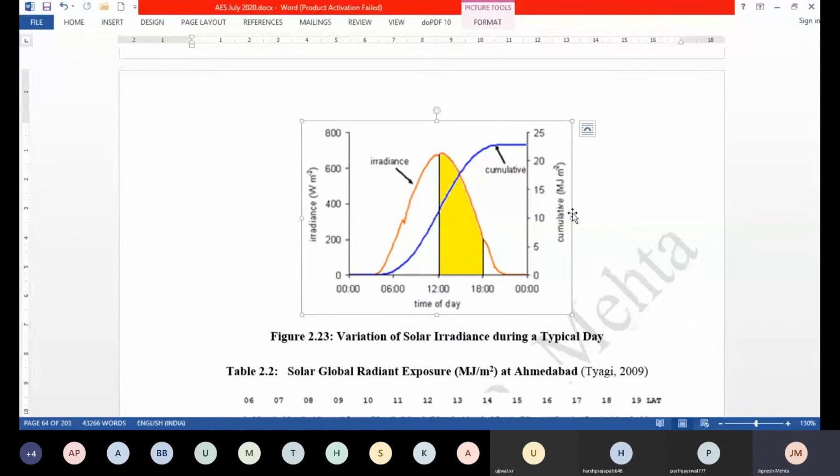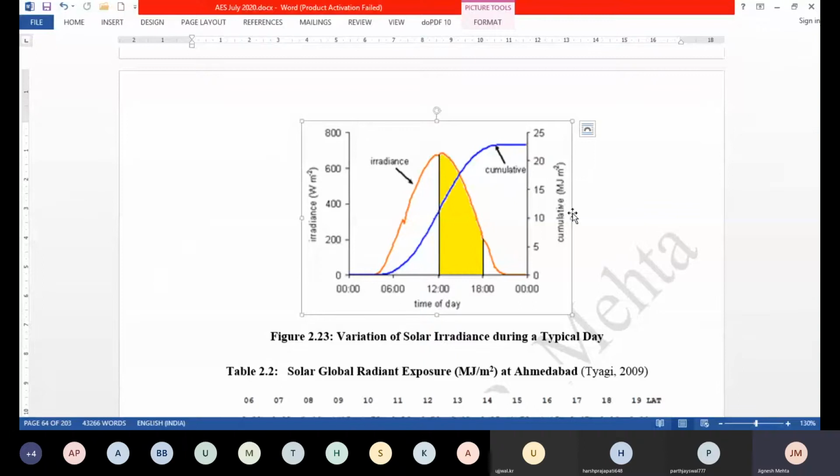So you can see how the irradiance, if you don't have too much disturbance in terms of the clouds in the sky, this is the solar irradiance pattern that you might expect on a particular day, and the cumulative value is shown with the help of this blue curve. So the instantaneous value, the irradiance, can be measured in watt per meter square.